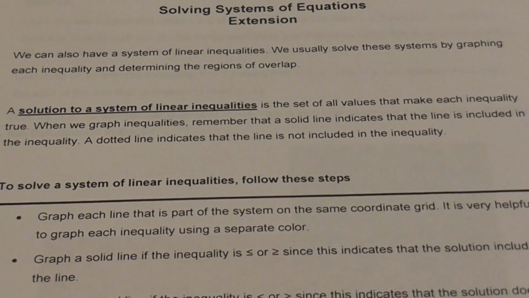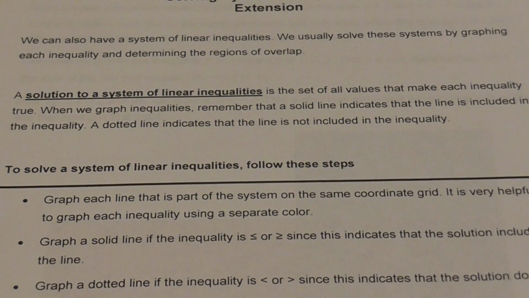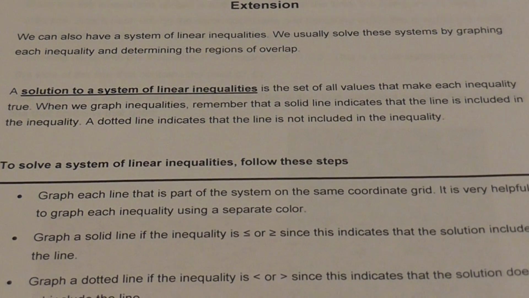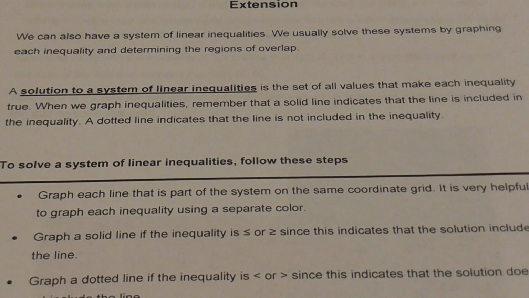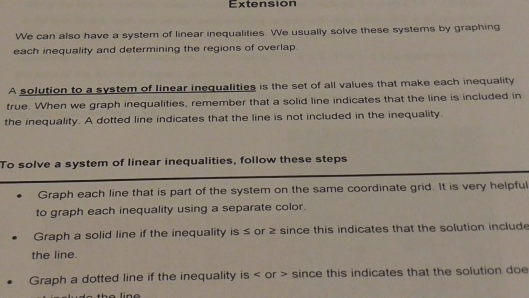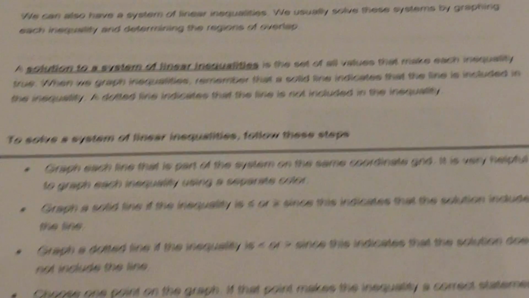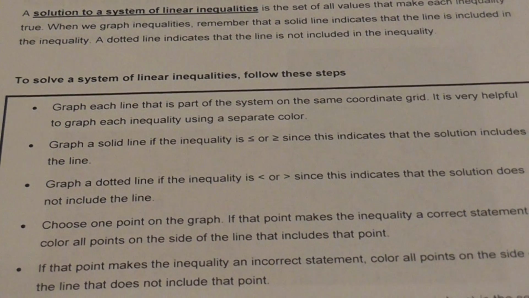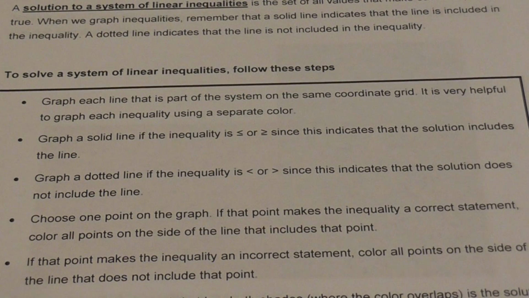So a solution to a system of linear inequalities is the set of all values that make the inequalities true. When we graph the inequalities, a solid line will indicate that the line is included in the inequality, and a dotted line means that the line itself is not included. There are several steps to solving a system of linear inequalities, and we always follow these steps.